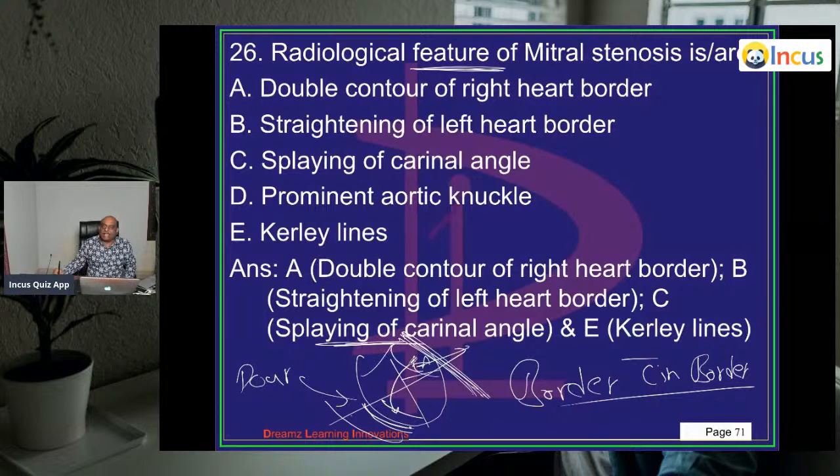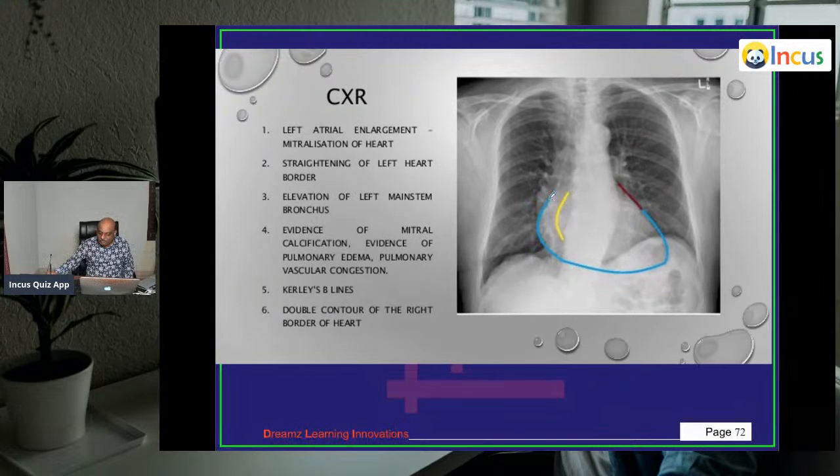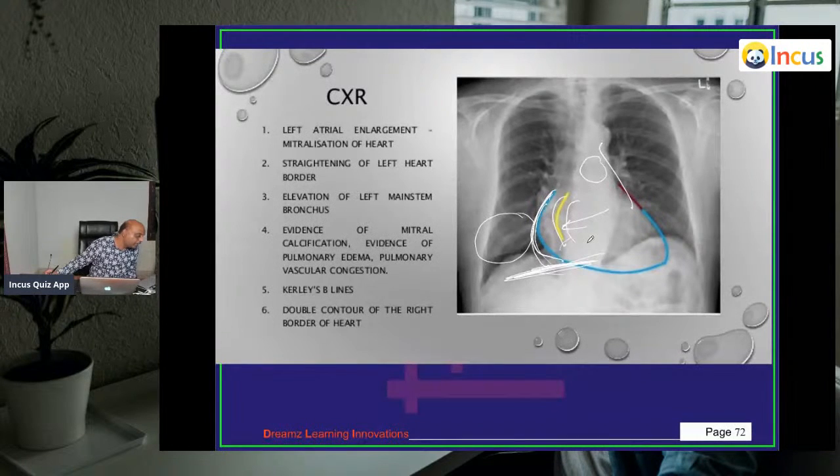There's a splaying of the carinal angle. Typically left atrium is more posterior, right atrium is more anterior. So when left atrium enlarges, that will make the carinal angle undergo splaying. And because of the pulmonary hypertension, there is pulmonary venous congestion leading to Kerley B lines, which is what you need to remember. So the left atrial enlargement leads to straightening of the left heart border, evidence of mitral calcification, Kerley B lines, and a double contour, because the left atrium enlarges towards the right, and together with the right heart border will form a double contour.